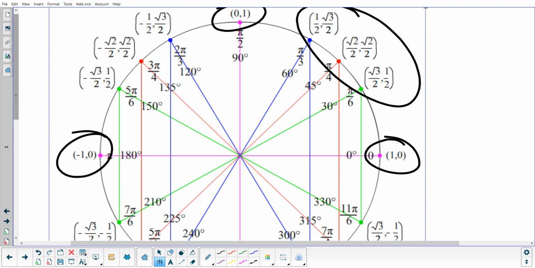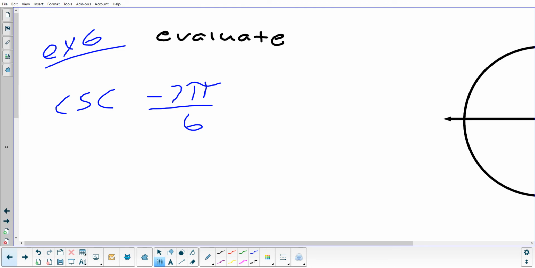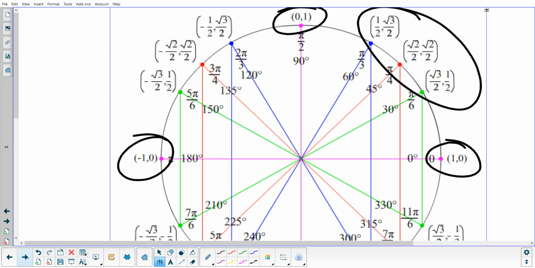You'll probably have about 10 on the test, and they'll be just like this. They'll give you a trig function, give you an angle, and you got to do 2 things. Write the coordinate, and then write the answer. All right. Any questions on that idea?